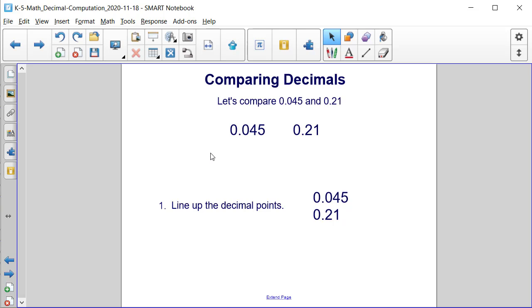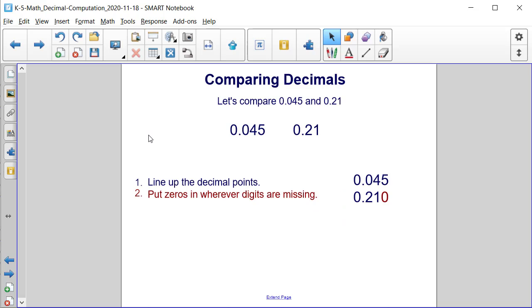Let's compare 45 thousandths and 21 hundredths. First step, line up the decimal points, or put the numbers over top of one another so that the decimal points align. Next, put zeros in wherever digits are missing. So we can rewrite 21 hundredths as 210 thousandths.